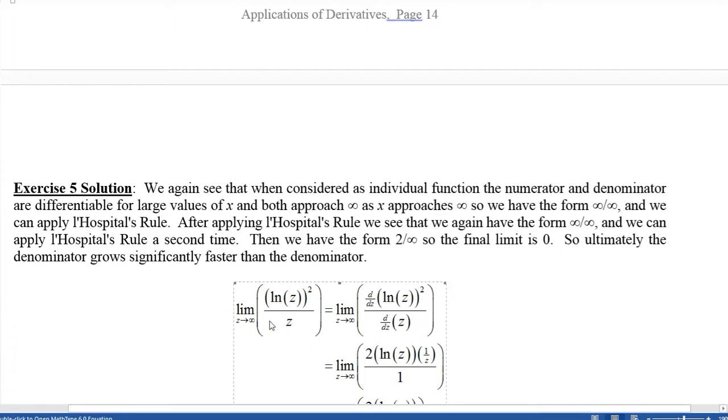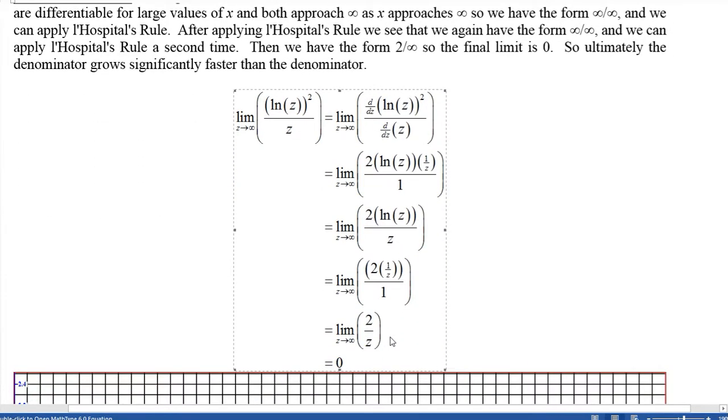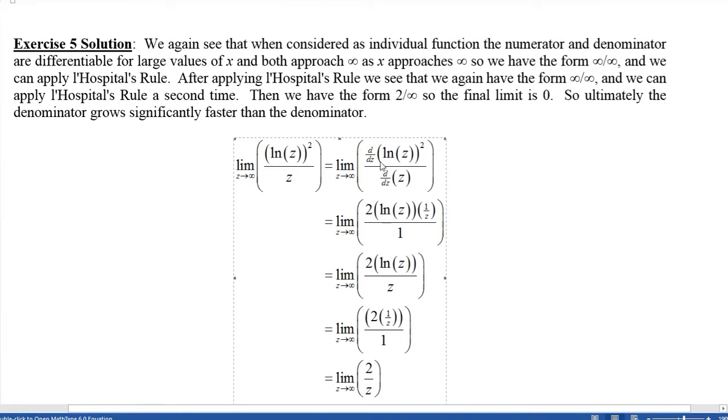L'Hopital's rule says that this limit can be found by taking the derivative of the top and bottom separately, and then taking the limit. The derivative of the denominator, the derivative of z with respect to z, is just 1. In the numerator, this is the derivative of u squared, which is 2u times the derivative of u. So that's 2 times natural log of z, and the derivative of natural log of z is 1 over z. So we're applying the chain rule there. If we rewrite this as 2 natural log of z over z, we want to take the limit as z goes to infinity now.